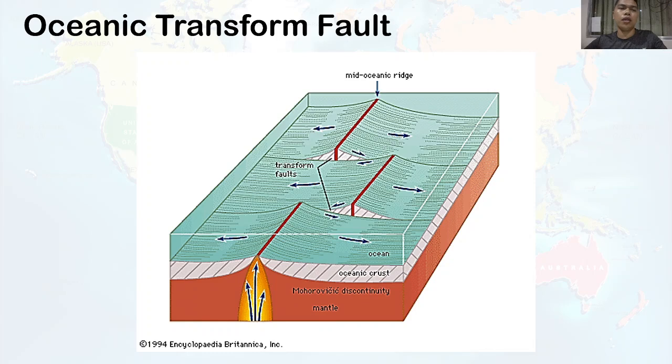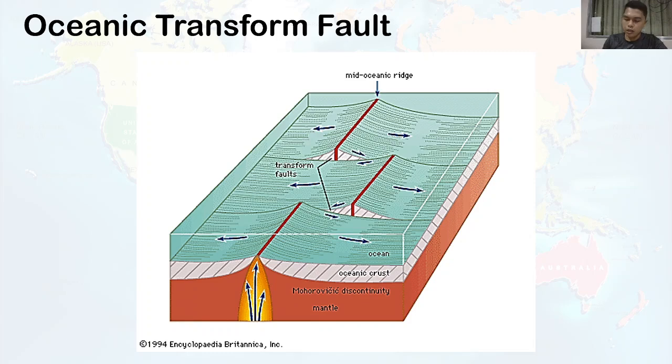Now, if this happens in an oceanic transform fault, this is how the structure looks like. It will cut the mid-oceanic ridge. As we have discussed in the divergent plate boundaries, if it happens in the ocean, it will form a mid-oceanic ridge. And if that mid-oceanic ridge is affected by the transform, then this is now the structure of the mid-oceanic ridge.